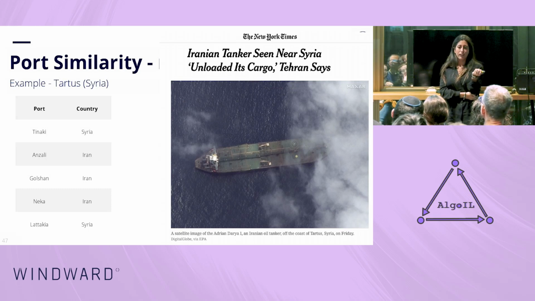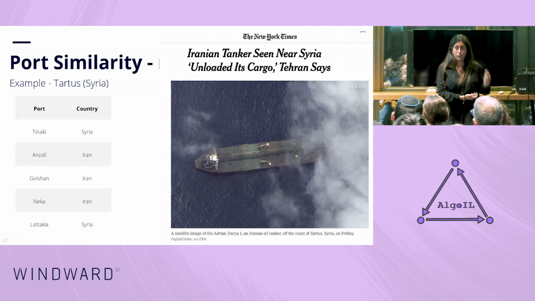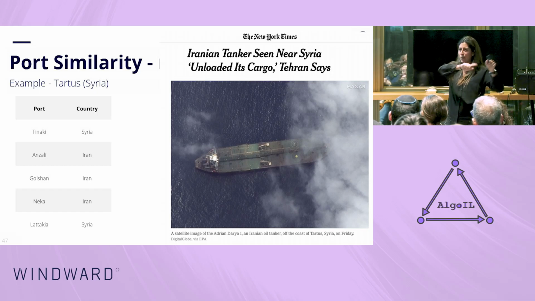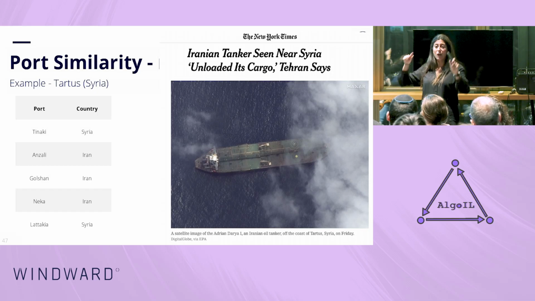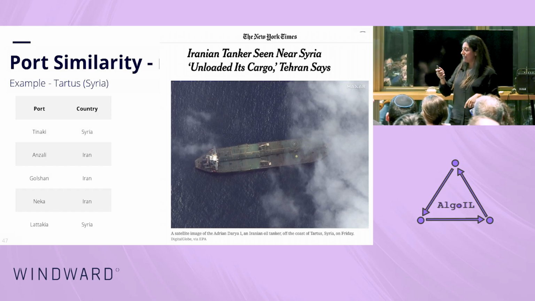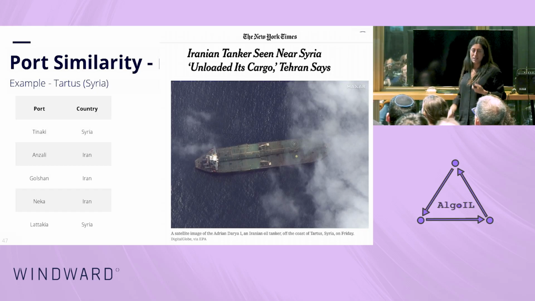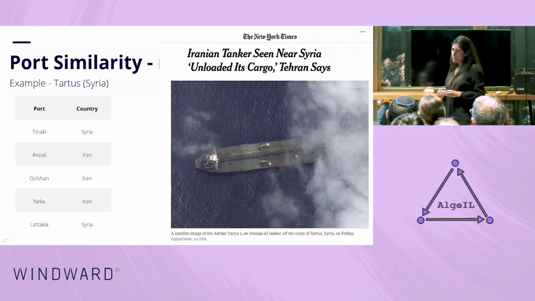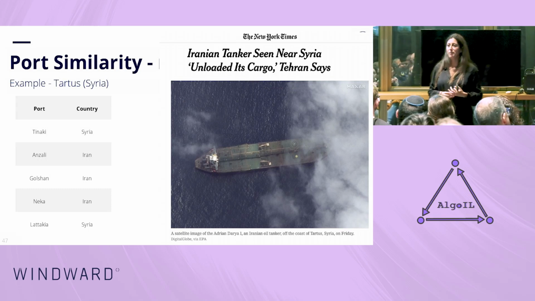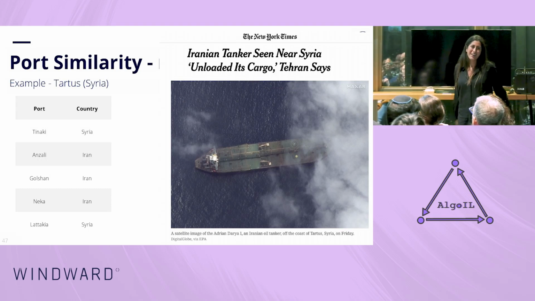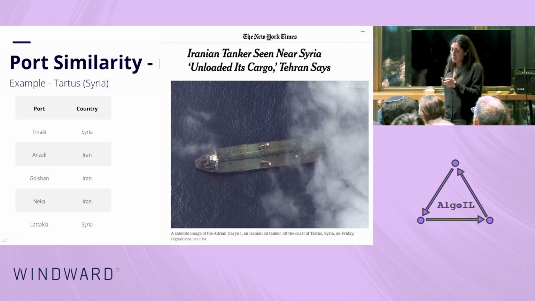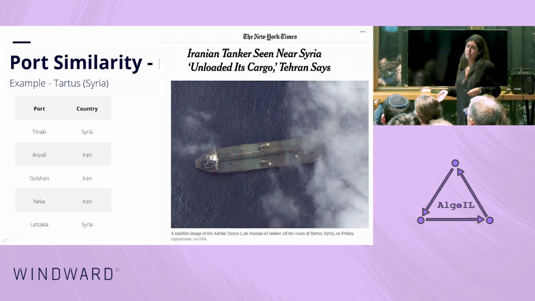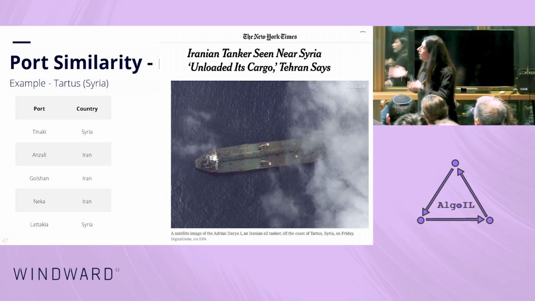Then we looked at another example, okay? The port of Tartus in Syria. If you remember the example I showed you earlier of the Greek company whose mother company was a Syrian company sharing information with another Syrian company, all these Syrian companies were located in this town, Tartus in Syria. So for us at Windward, people who work a lot with vessels, and also for intelligence people, this Tartus port is a very bad place, a very known place. And as similar ports, we got a Syrian port. Okay, makes sense. The same way we had Ashdod and Haifa, we have Tartus and Tinaki.